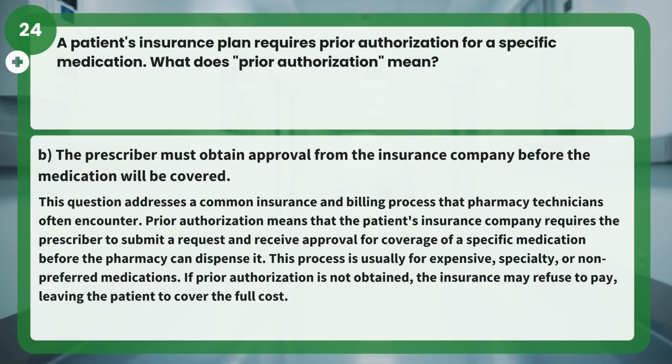Answer: B. The prescriber must obtain approval from the insurance company before the medication will be covered. This question addresses a common insurance and billing process that pharmacy technicians often encounter. Prior authorization means that the patient's insurance company requires the prescriber to submit a request and receive approval for coverage of a specific medication before the pharmacy can dispense it. This process is usually for expensive, specialty, or non-preferred medications. If prior authorization is not obtained, the insurance may refuse to pay, leaving the patient to cover the full cost.